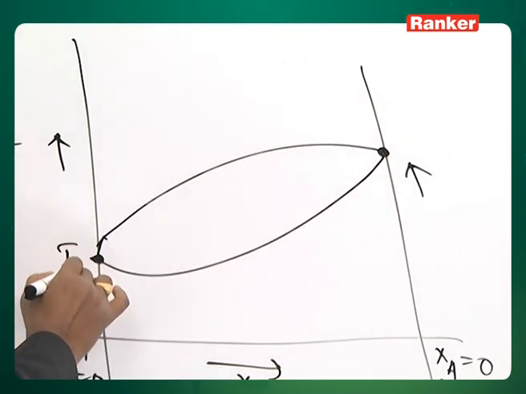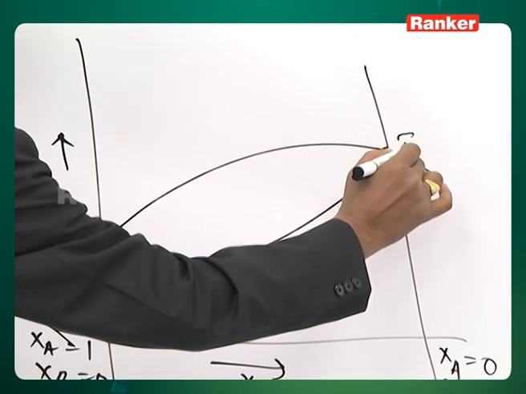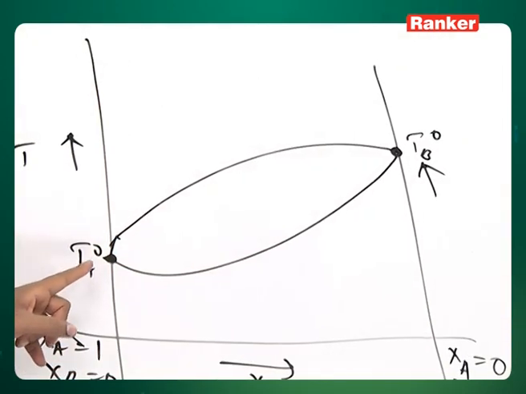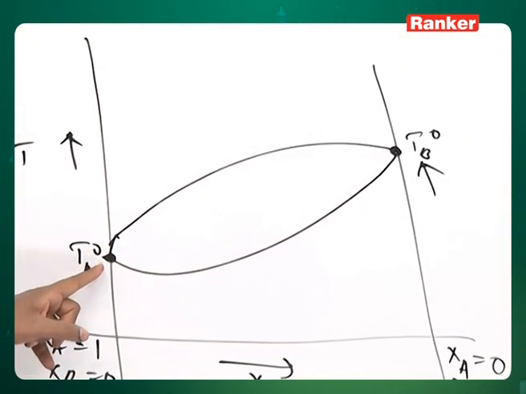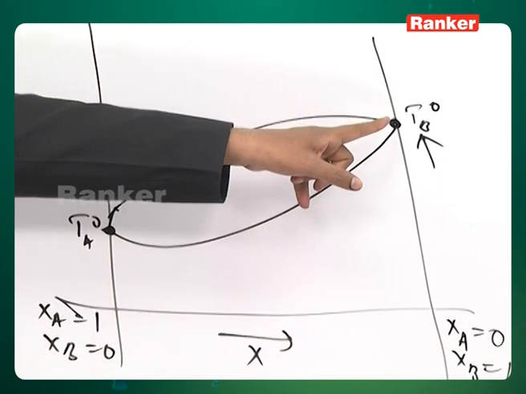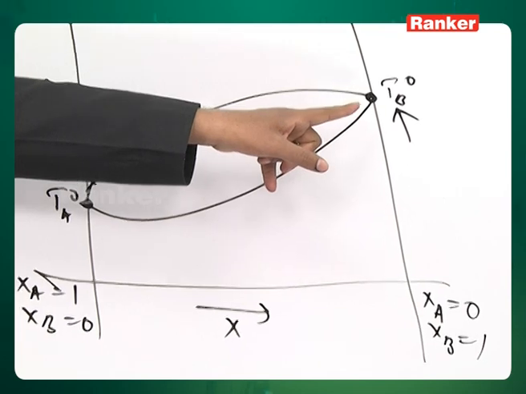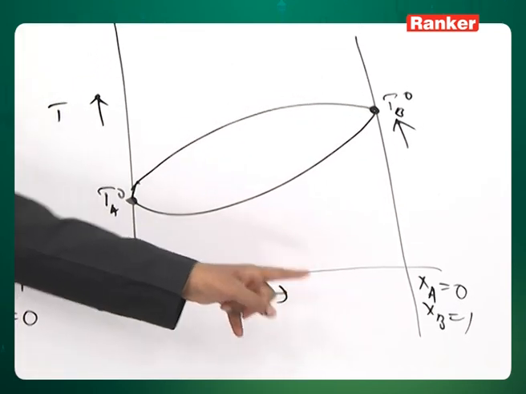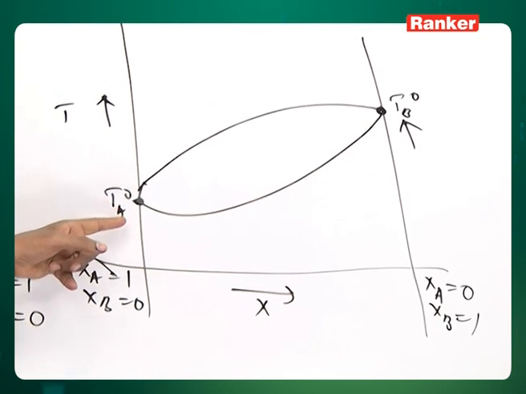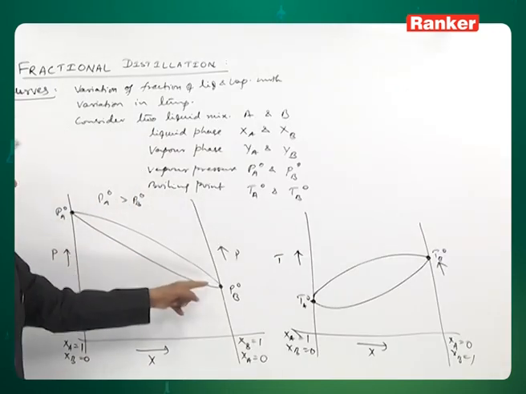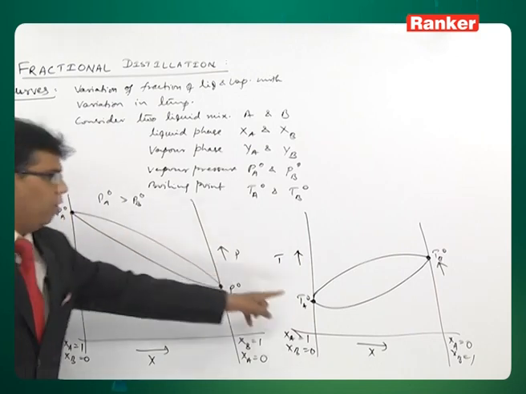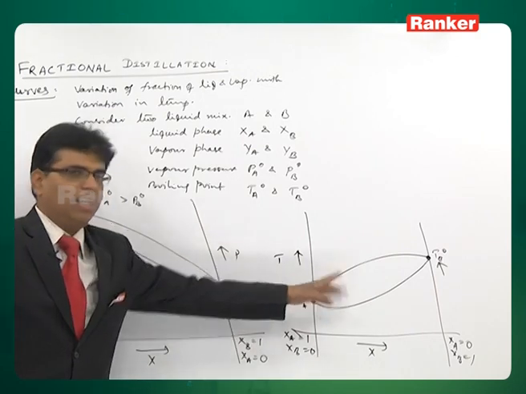This is T A naught and this is T B naught. As you have only liquid A, its boiling point will be somewhere over here. When you have pure liquid B, its boiling point is somewhere over here. And when you have a mixture of A and B, the boiling points will lie somewhere between T A naught and T B naught. Similarly, vapor pressure will lie in between P A naught and P B naught. As the vapor pressure of A is highest, its boiling point will be least. So, you will get curves like this.